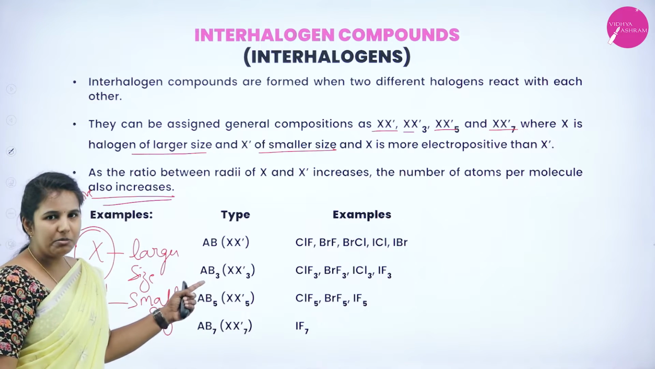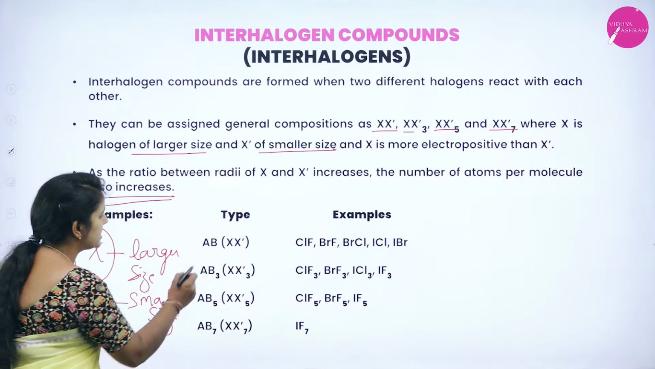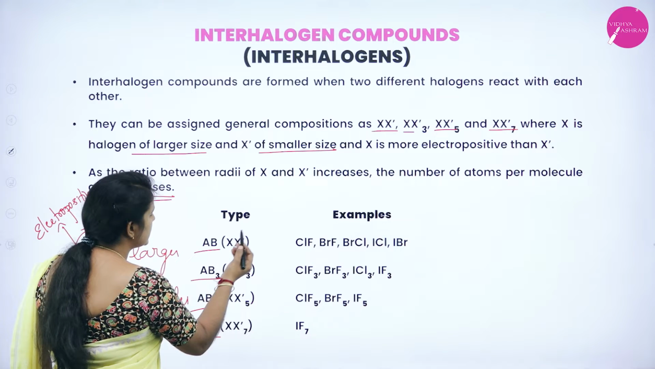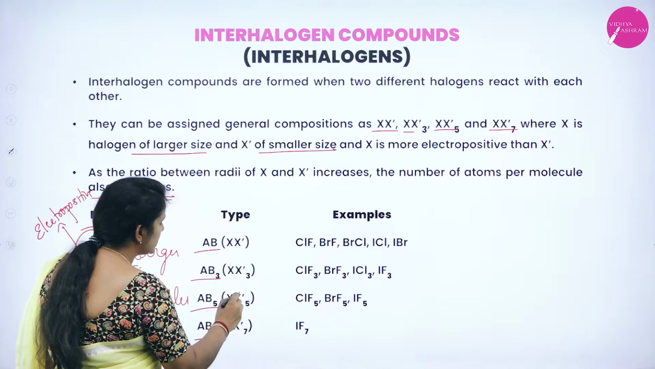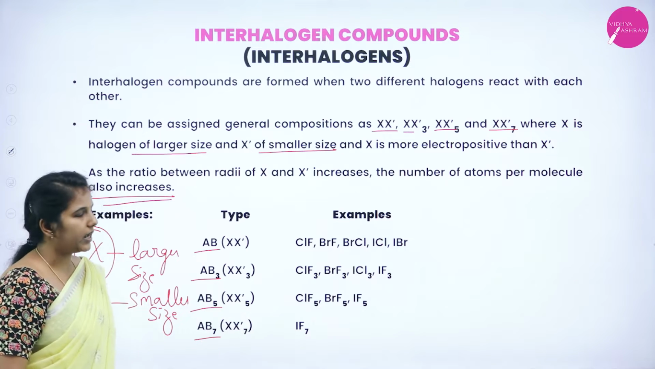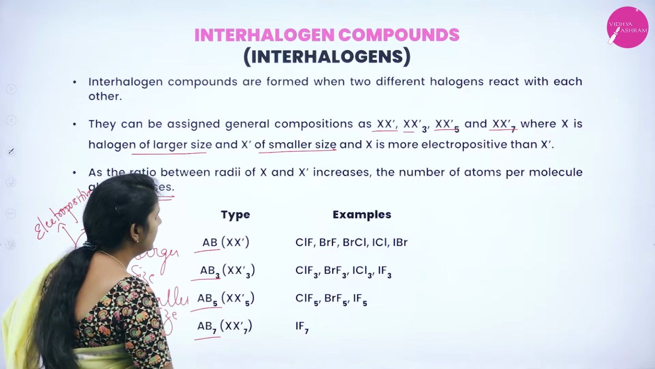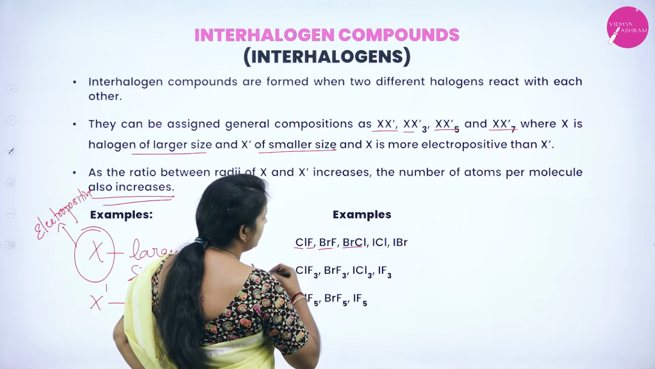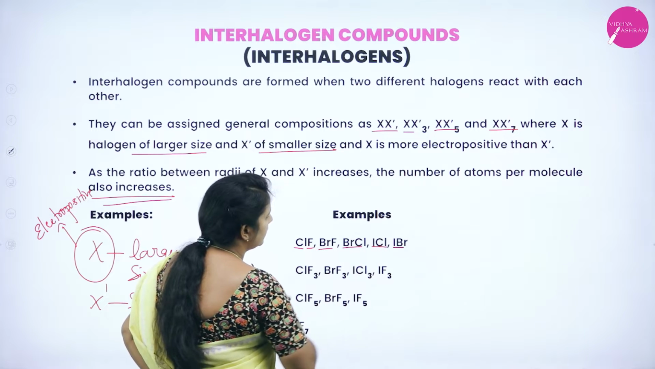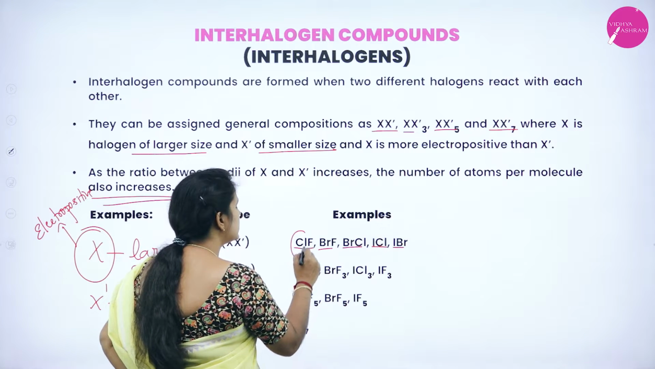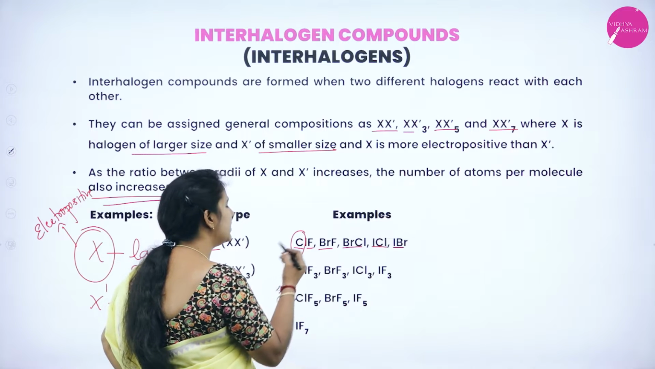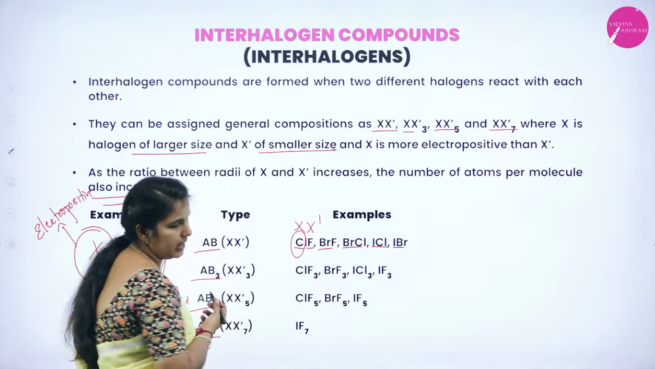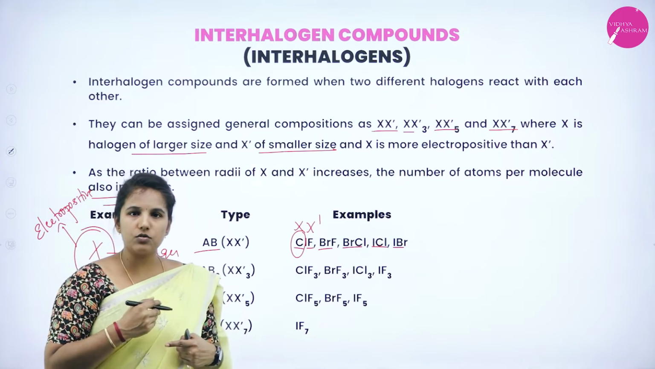We have types of interhalogen compounds. The first type is AB, AB3, AB5 and AB7, also written as XX', XX'3, XX'5, XX'7. The examples go like this: chlorine with fluorine, bromine with fluorine, bromine with chlorine, iodine with chlorine, iodine with bromine. You can see that the first element is more electropositive than the second element, and the first element's size is bigger than that of the second. This is how the interhalogens are formed.